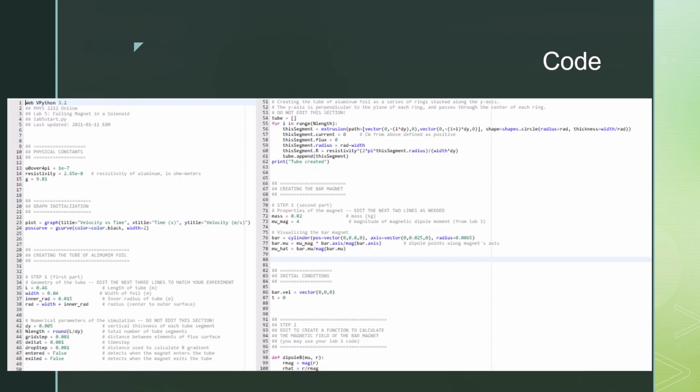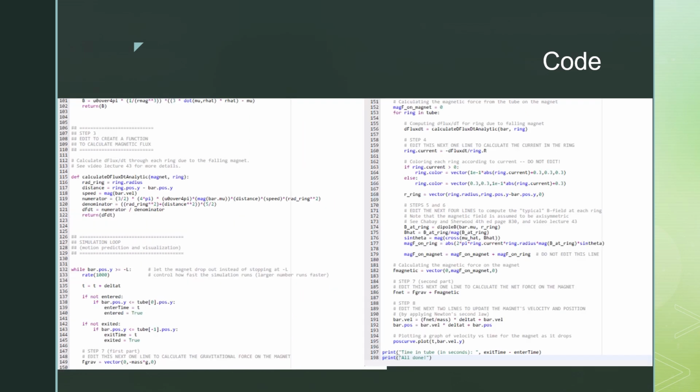The code here simulates the magnet's velocity, predicting a fall time of 0.28 seconds, longer than observed. The overestimation hints at model simplifications, such as ignoring air resistance or assuming ideal conditions. Refining these parameters could bridge the gap between theory and experiment. Here is the last half of my code.